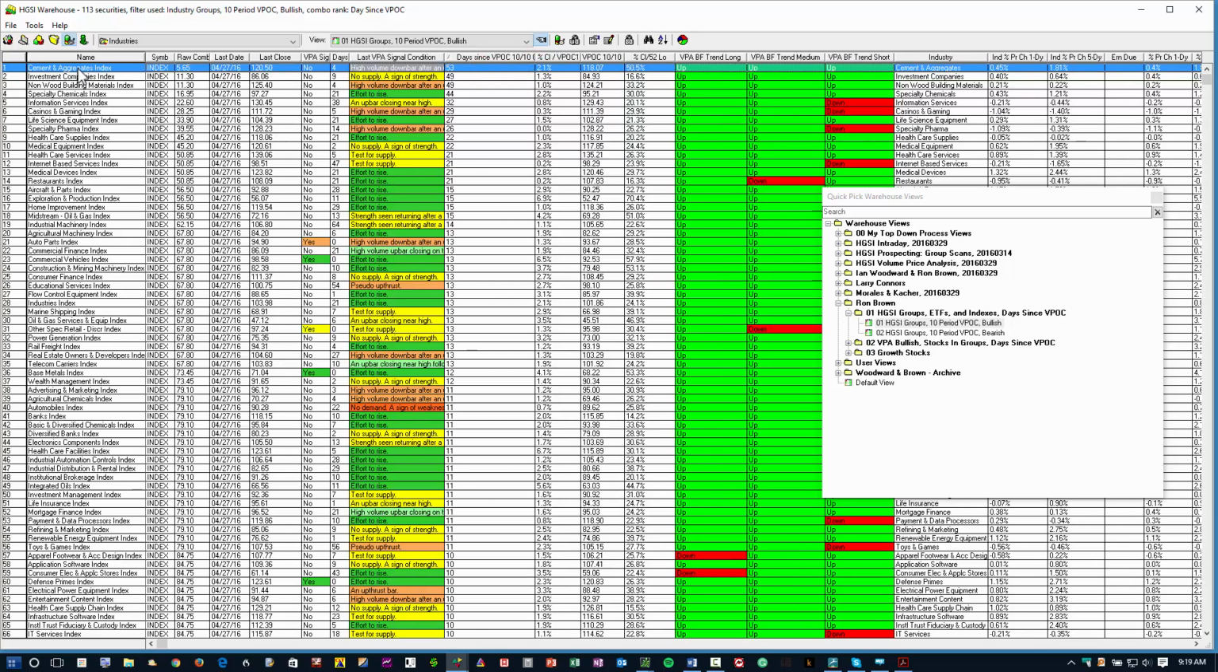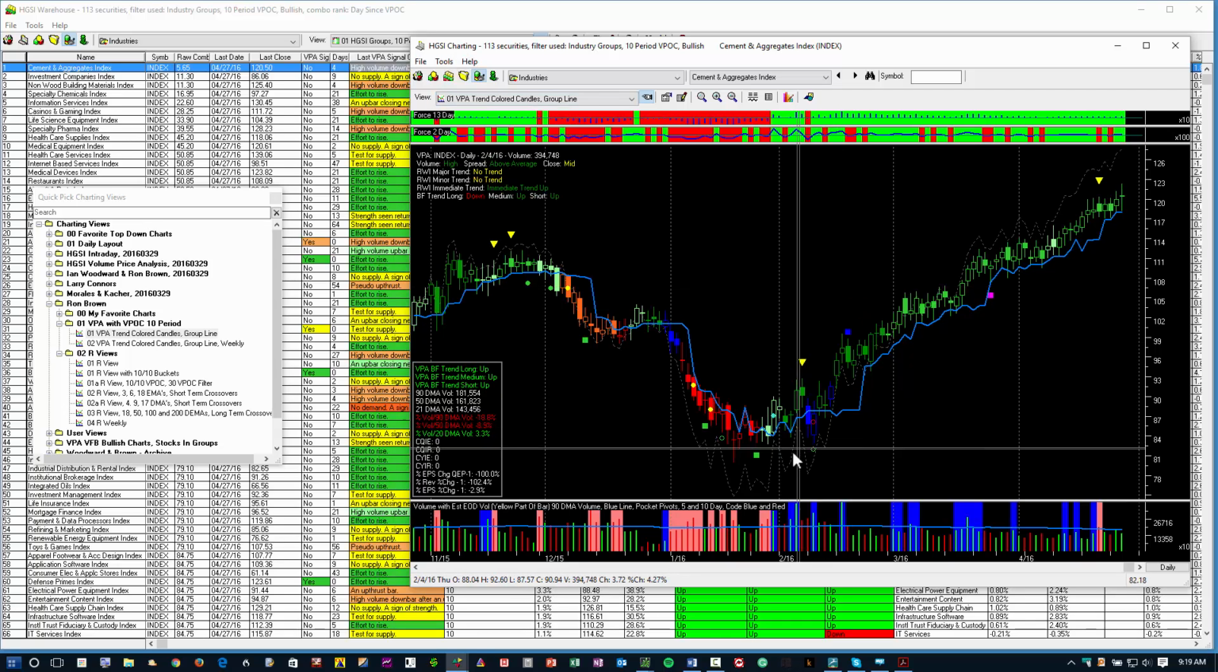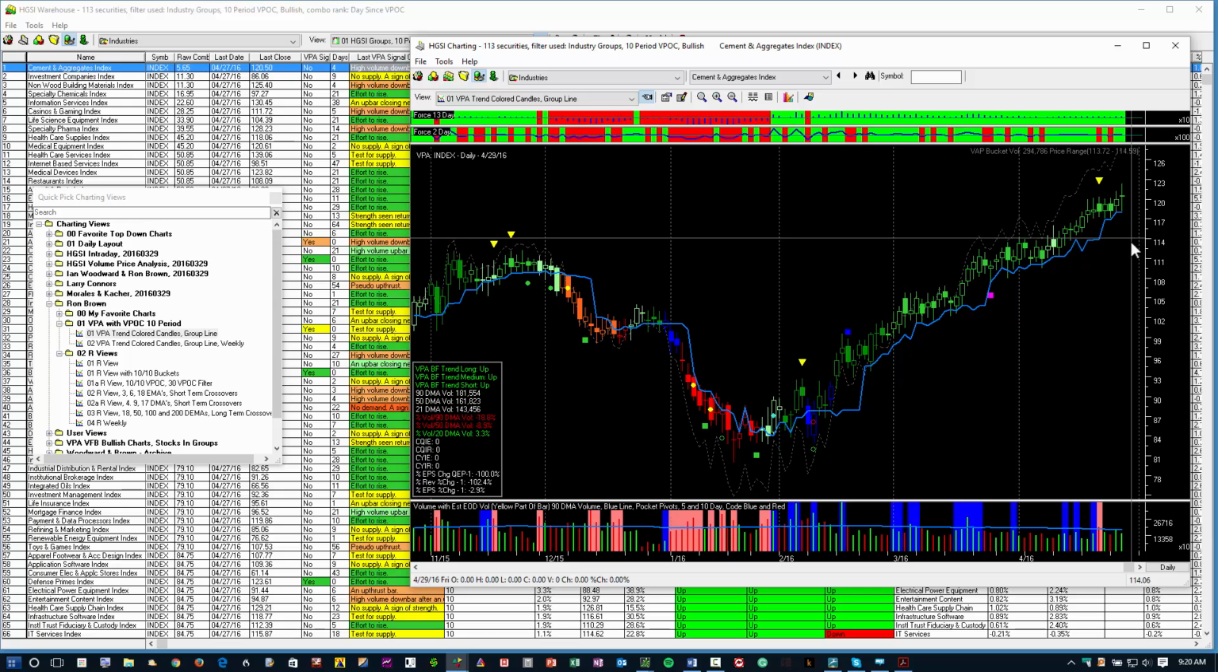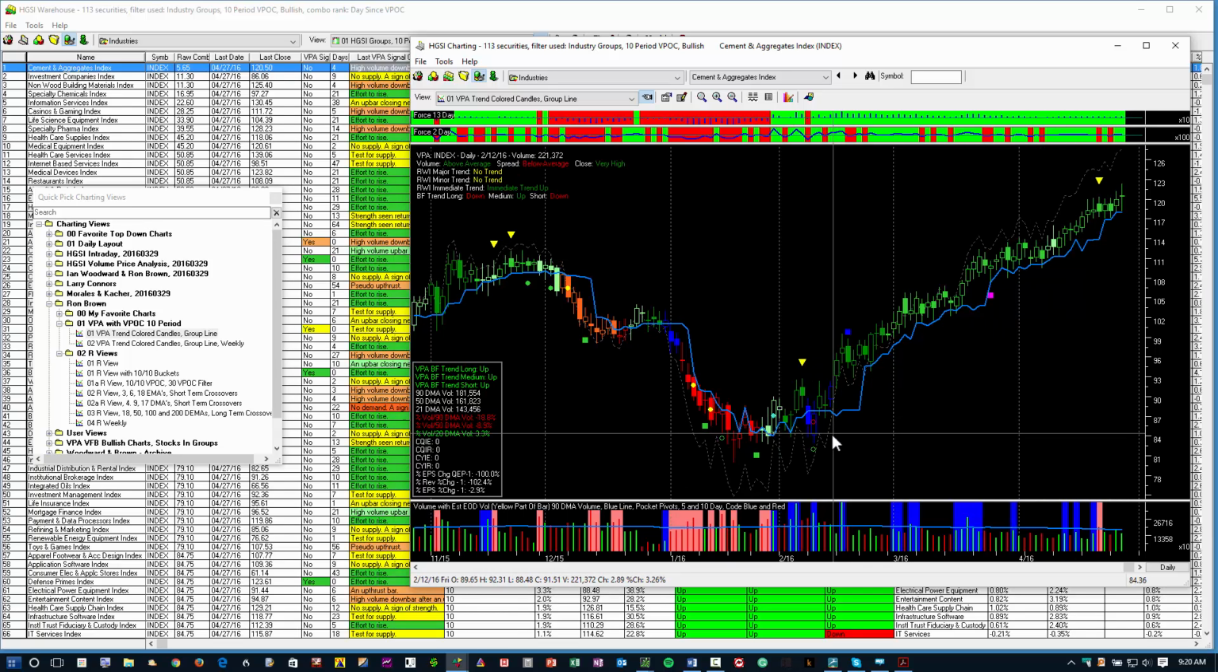If you've been doing the top 50 GIR or looking at mine, you'll know that this cement and aggregates index has been coming, the stocks within here been coming up for a long time. And if you look at the index here, you can see that it has remained above the 10-period VPOC for a long time.